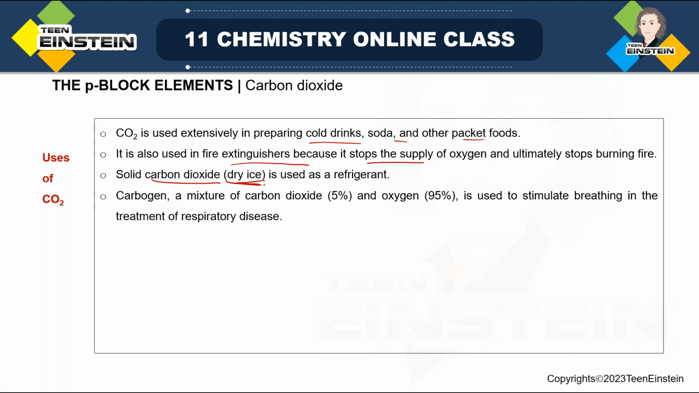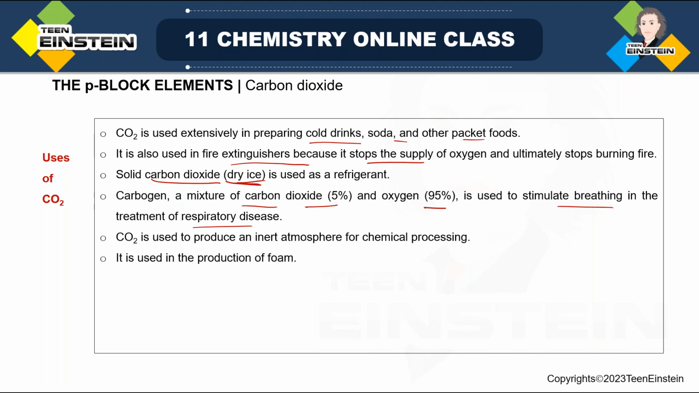So that is why it is dry ice, and it is used as a refrigerant when very low temperature is required. And also there are some specific reactions that we want to do at very low temperature, then also dry ice helps us. Carbogen, which is a mixture of 5% CO2 and 95% oxygen, is used to stimulate breathing in the treatment of some respiratory diseases. So this is a medical application.